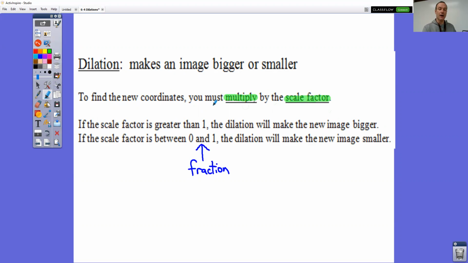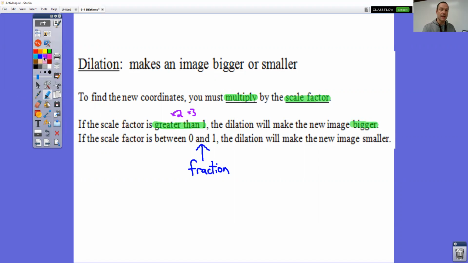Now, if the scale factor is greater than one, you're going to see scale factors of like 2 and 3. That's what you have to multiply the coordinates or the points by. Whenever you see a scale factor that is bigger than one, like 2 or 3 or 5 or whatever, it's going to make the new image bigger.